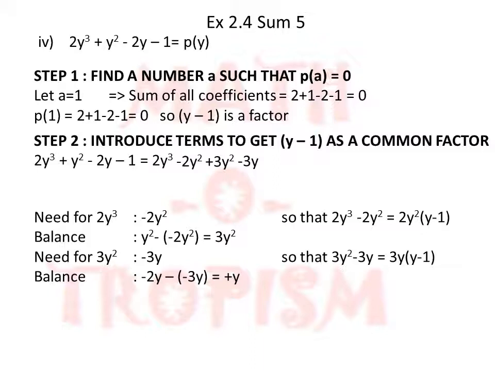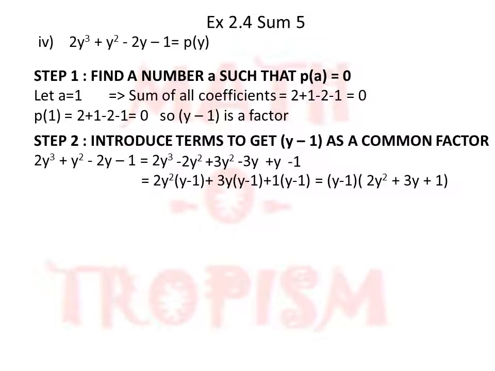So what is the balance remaining y terms? The original one has minus 2y and minus of minus 3y. So this comes to plus y. So what do I need to add to the plus y to get a y minus 1? We just need to add a minus 1, and we can see that is what is already there in the given polynomial. So our splitting is correct. So again, taking two terms at a time, I can write it as 2y square into y minus 1 plus 3y into y minus 1 plus 1 into y minus 1. So this comes to y minus 1 into 2y square plus 3y plus 1.